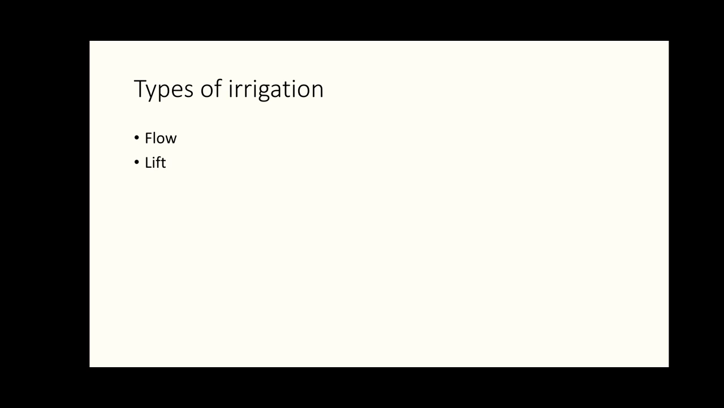Irrigation has two main types: flow irrigation and lift irrigation. First, we would like to discuss flow irrigation. Flow irrigation is the flow of water through the force of gravity. The water level is at such a place that it flows by gravity. No artificial or mechanical means are required for flowing the water. If it flows by gravity, then we call it flow irrigation.